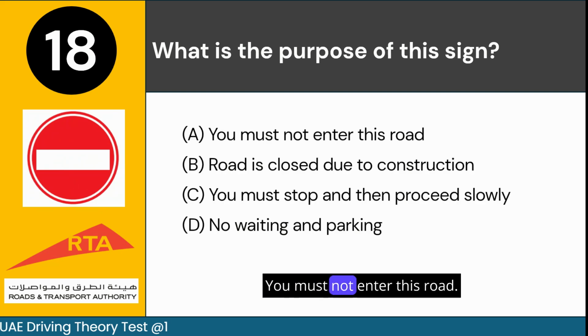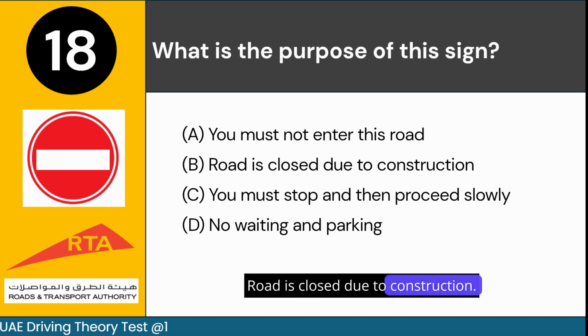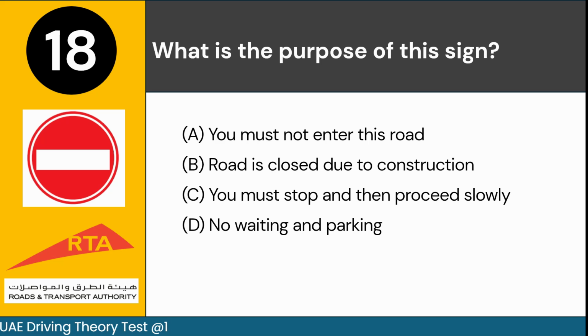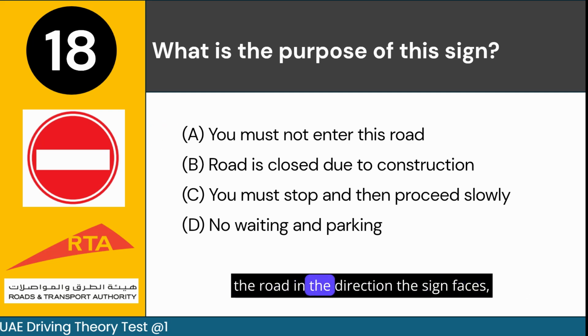What is the purpose of this sign? A. You must not enter this road. B. Road is closed due to construction. C. You must stop and then proceed slowly. D. No waiting and parking. Answer: A. Do not enter sign prohibits vehicles from entering the road in the direction the sign faces, usually to control traffic flow or ensure safety.